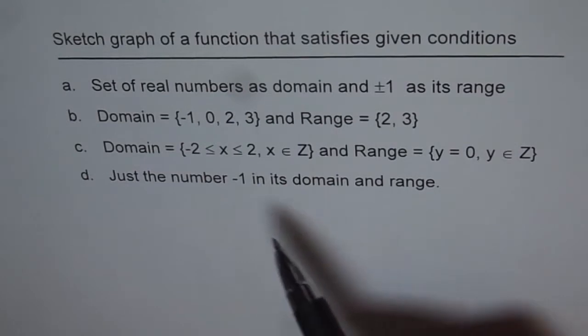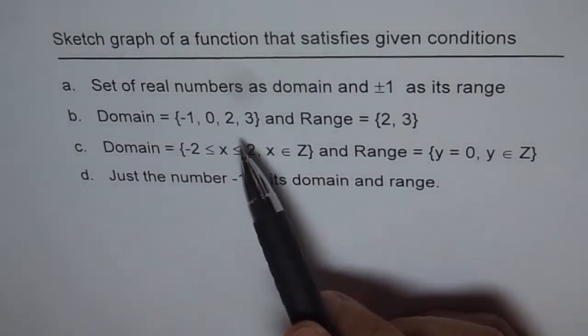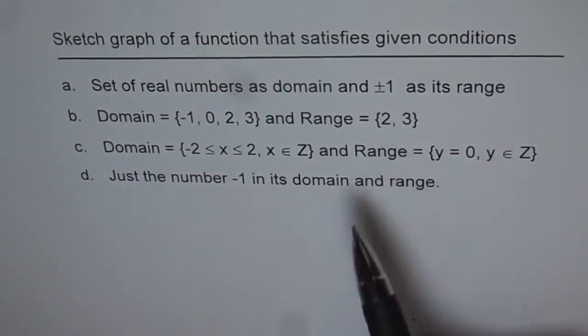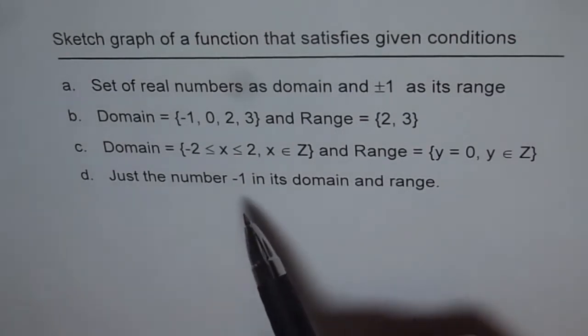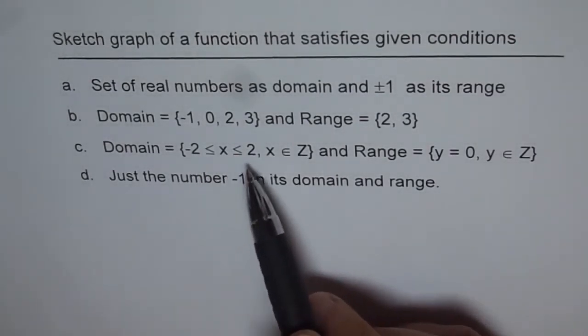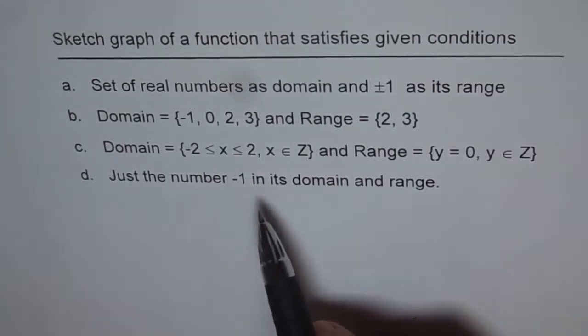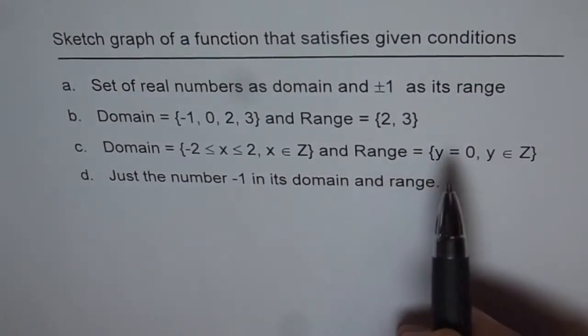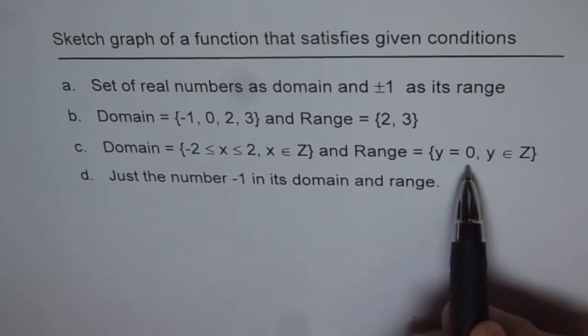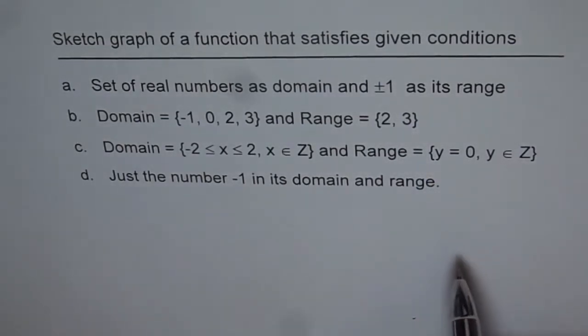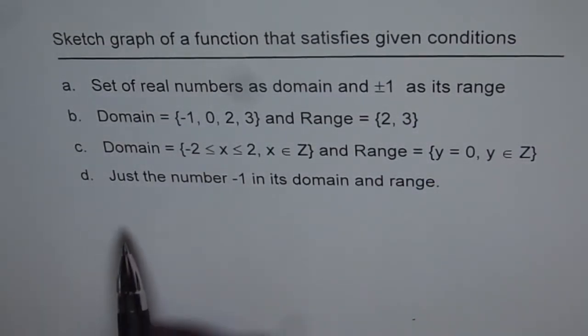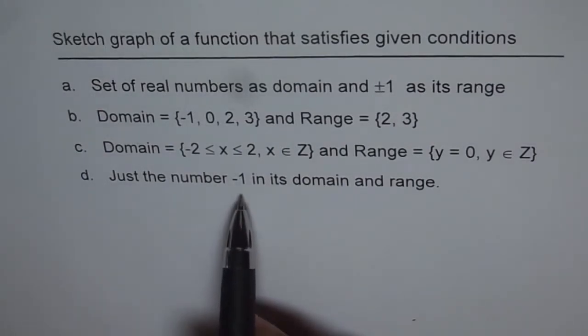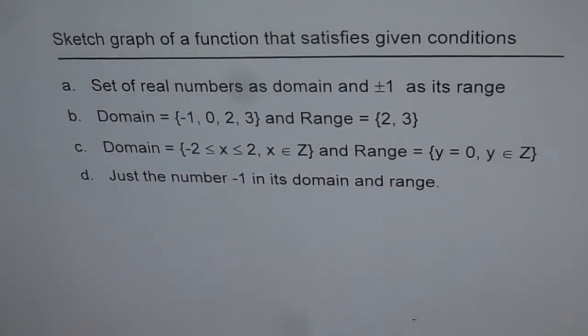B is: domain is -1, 0, 2, 3 and range is 2, 3. C is: domain between -2 and +2, including both 2's, and x belongs to integers, and range is y equals 0 and y belongs to integers. And D is just the number -1 in its domain and range.